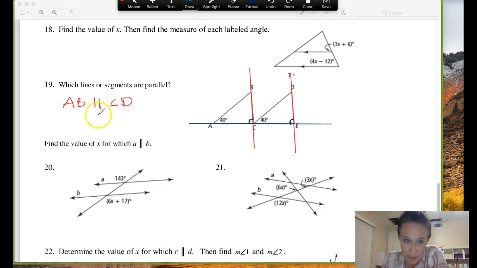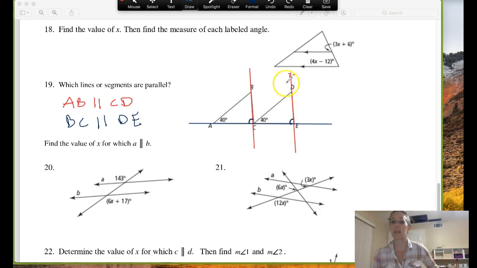So I can say BC is parallel to DE based on the markings, okay? So which lines and segments are parallel based on the markings? These two are parallel, and based on these markings, these two are parallel. Now careful on the test.